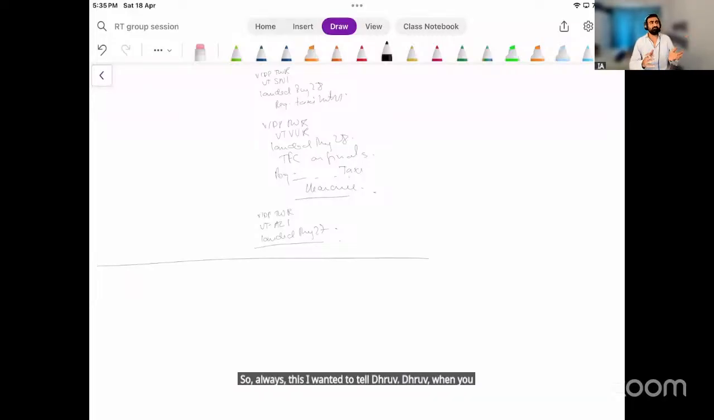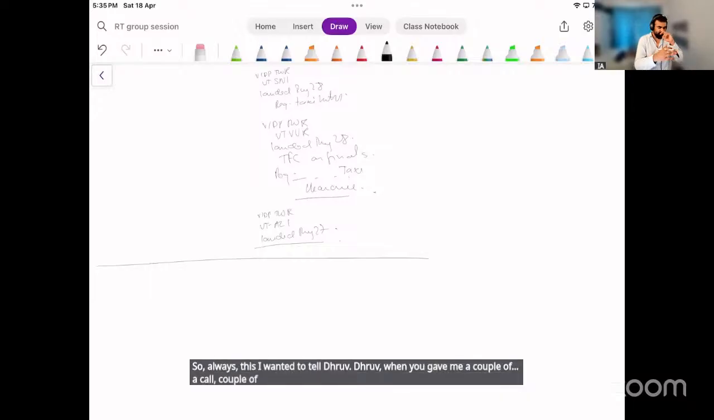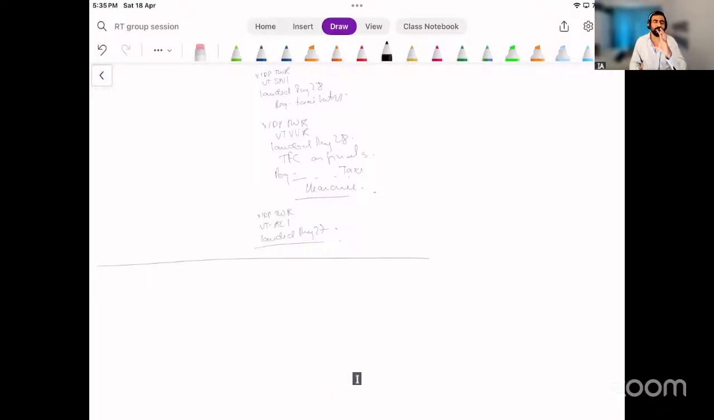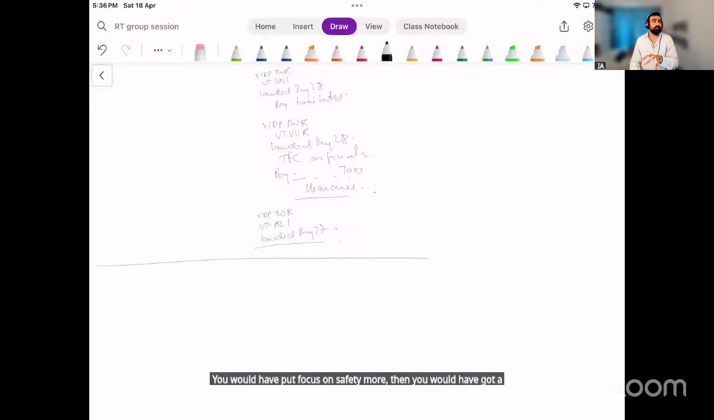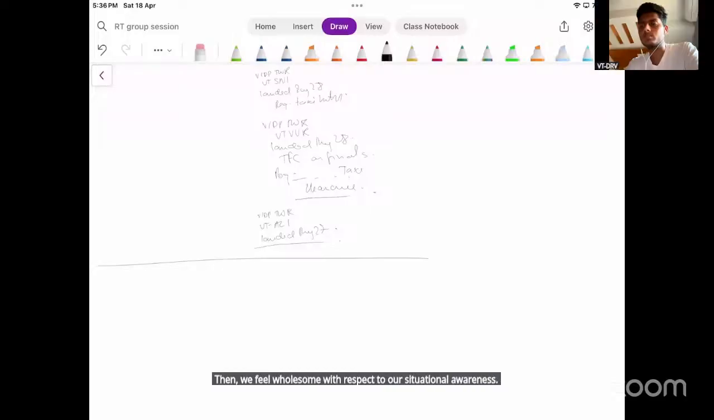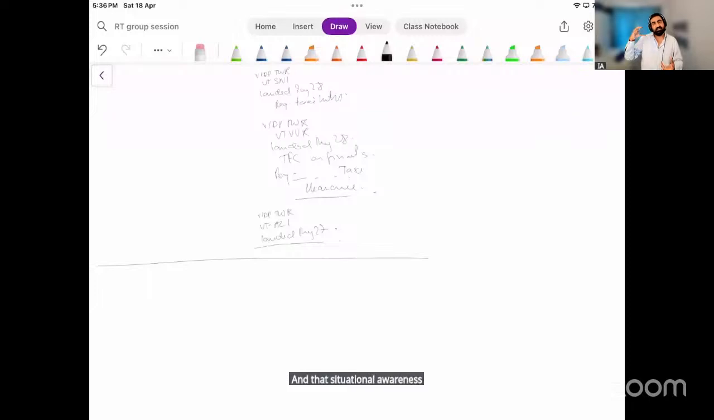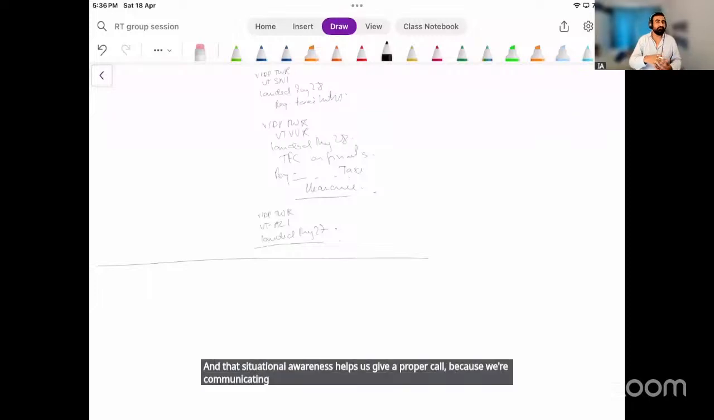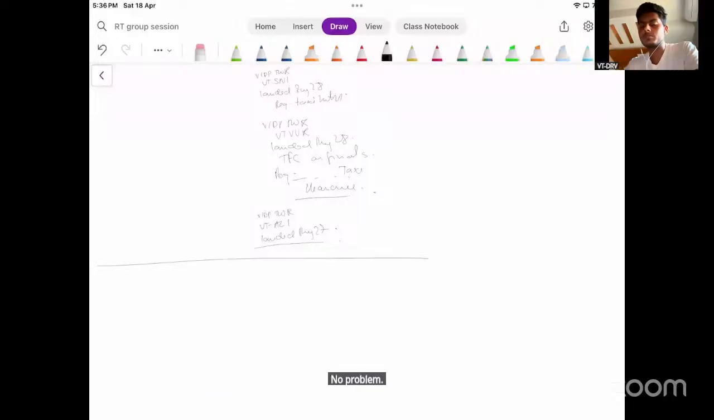So I wanted to tell Dhruv: Dhruv, when you gave me a couple of calls before, I could see that if you had put more focus on safety, then you would have got a better call. I'm not saying you're not focused on safety, but if we make safety our responsibility in the examination, then we feel wholesome with respect to our situational awareness. And that situational awareness helps us give a proper call because we're communicating about the situation that we are facing. So always think from the safety perspective.